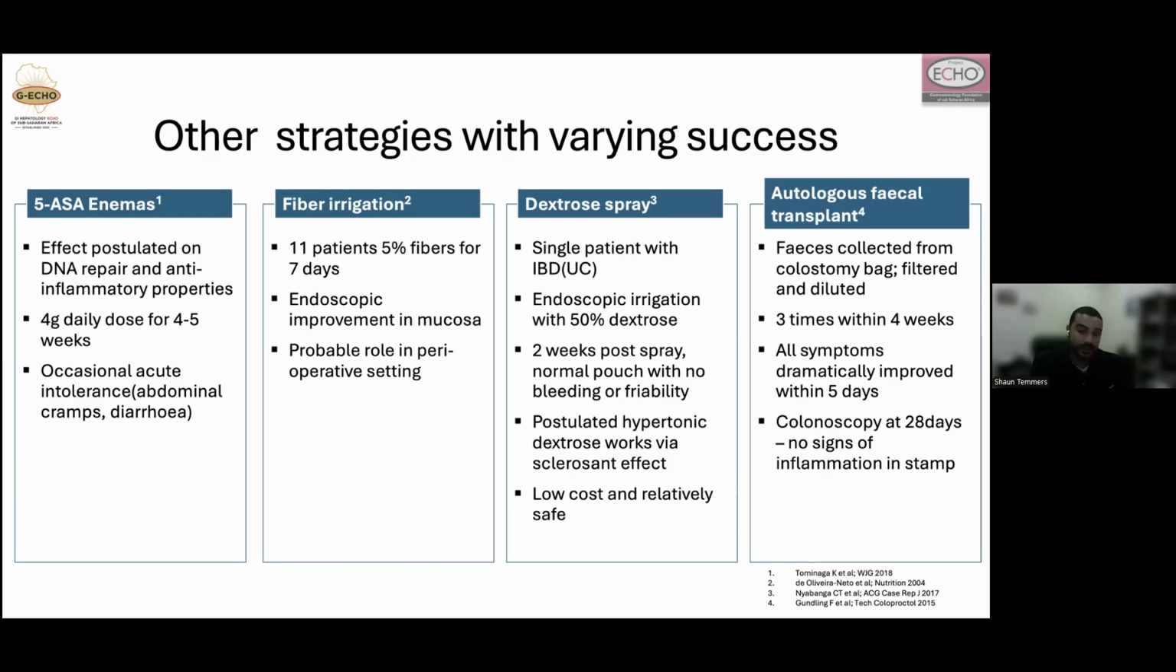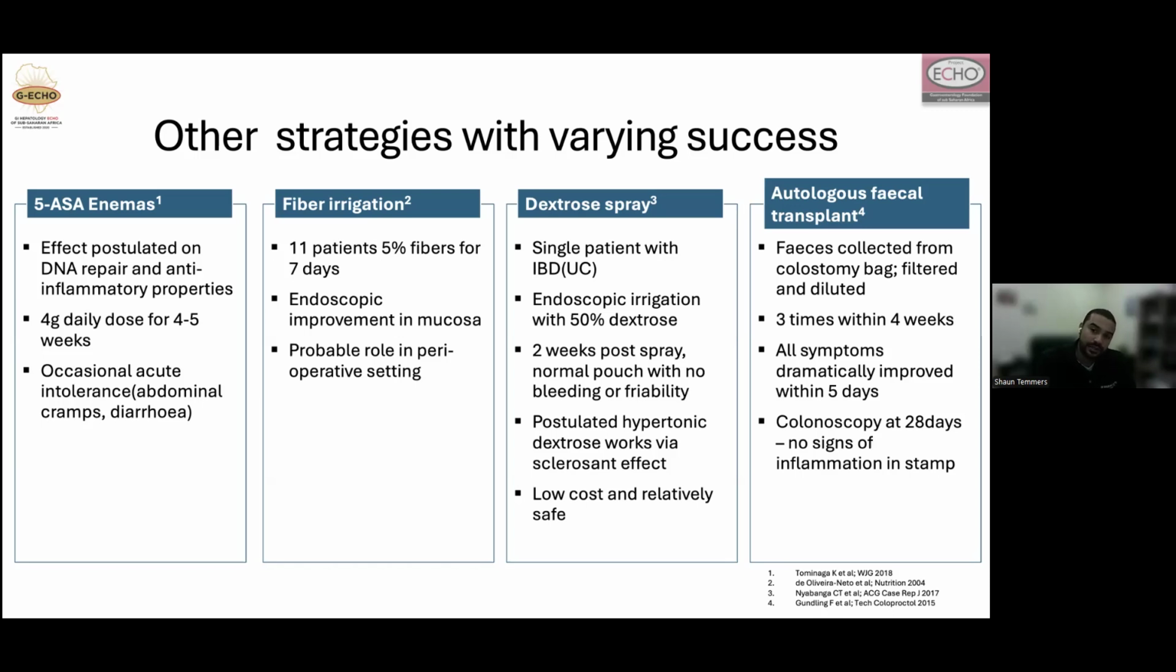Whether the dextrose acted as a sclerosing agent was thought to be the case. The benefits of this were that it was low cost and relatively safe, so it could also be used as a sort of perioperative management. But the real attractive solution is FMT.